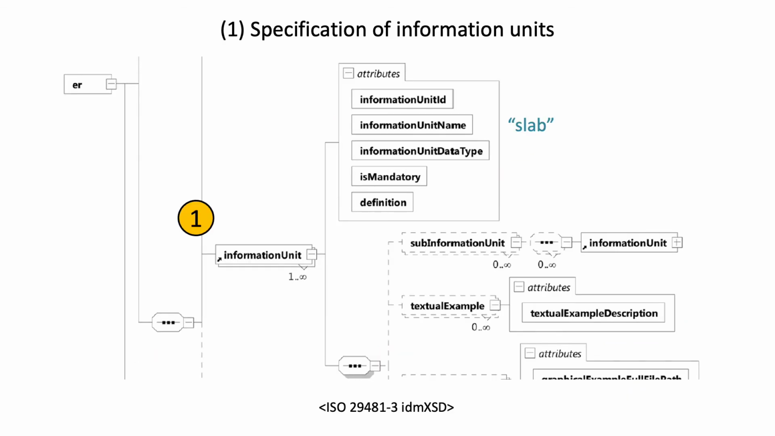So how does the IDM schema, ISO 29481 Part 3, help the linking process, the IDM to MVD generation process? So again, the first step was the specification of information units. In case of slab, slab can be saved as the information unit name.